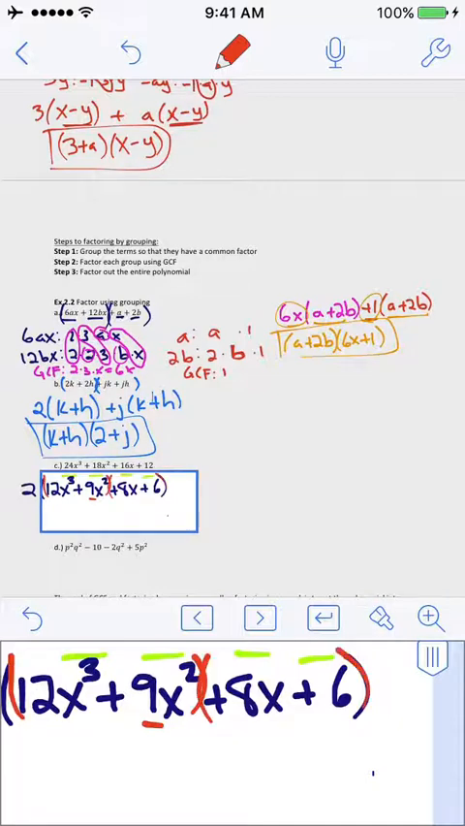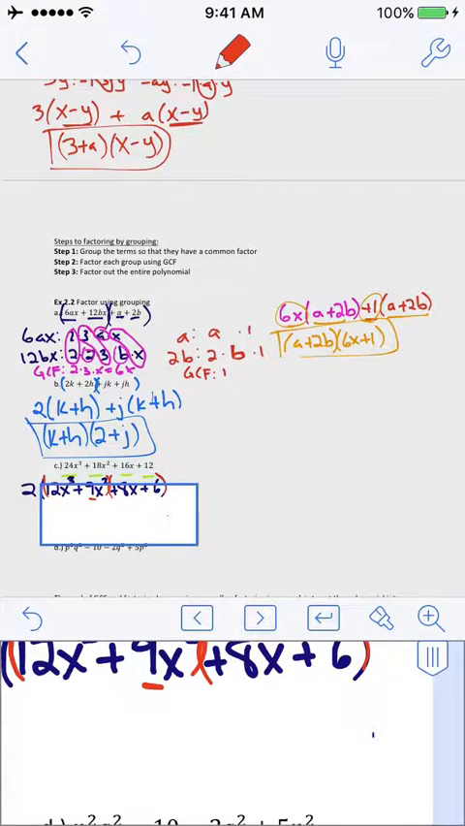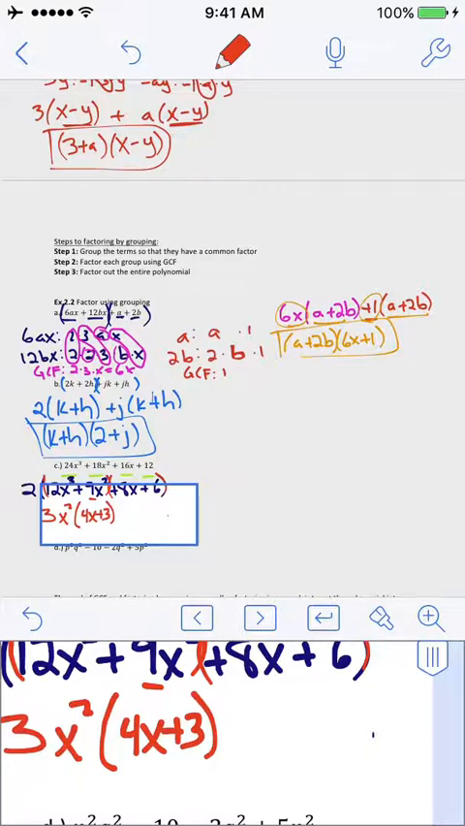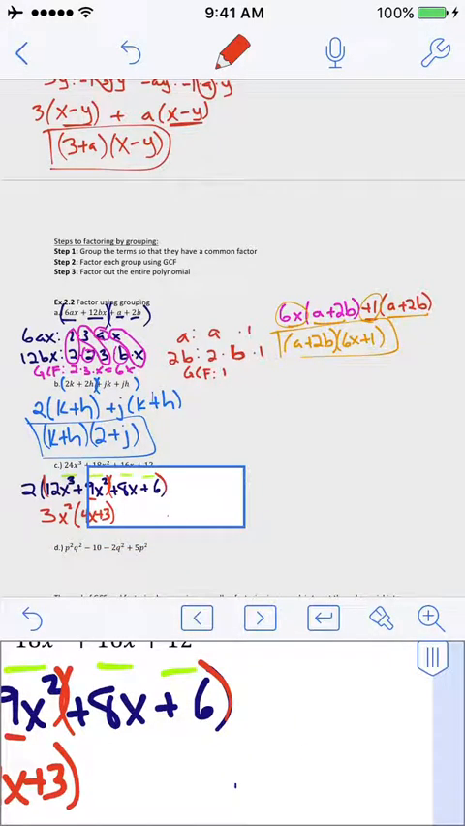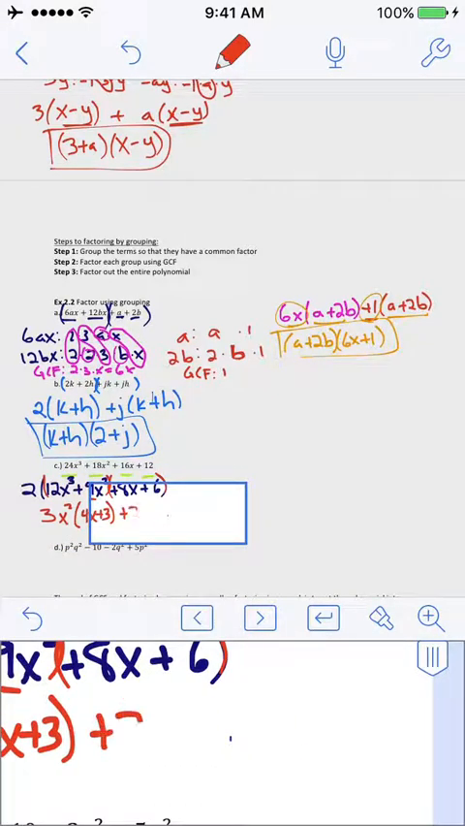Group the first 2, group the second 2. In the first 2, let's see, 12, well they have an x squared in common, I can see that. 12 and 9 both have a 3 in common. And when I factor that out, I get 4x plus 3. Alrighty, over here, 8 and 6, again, both even, so they have a 2 in common. What's left over is 4x plus 3.